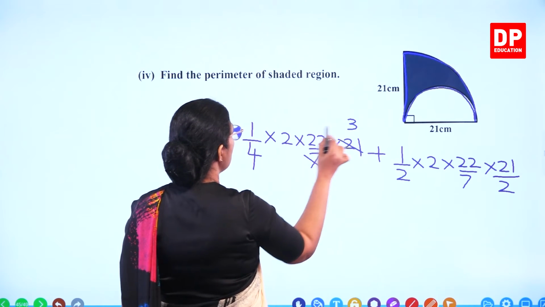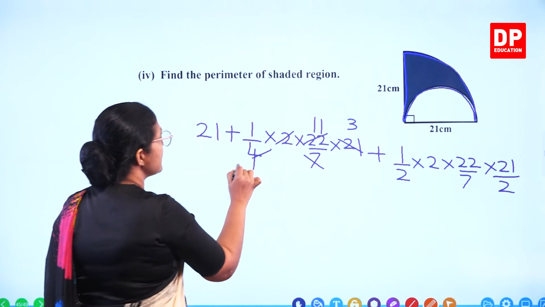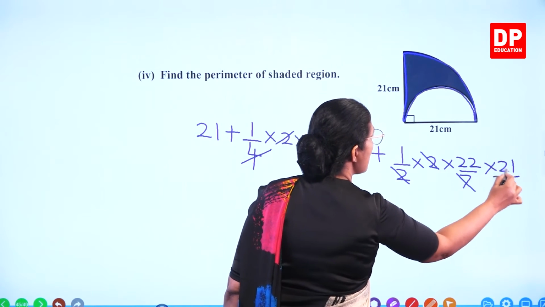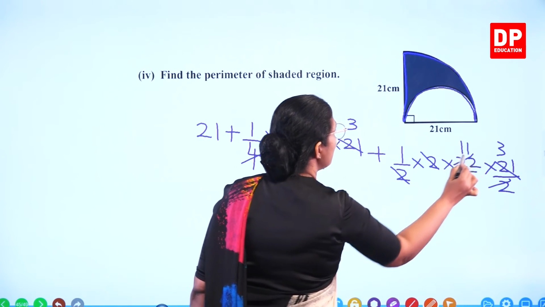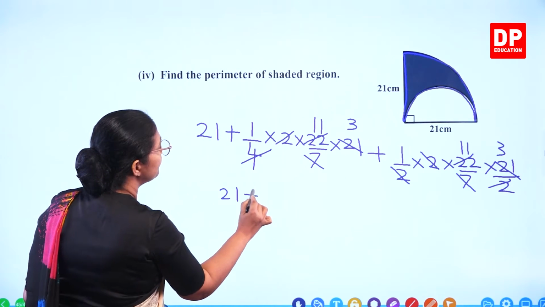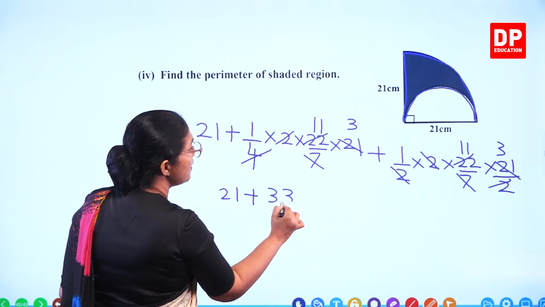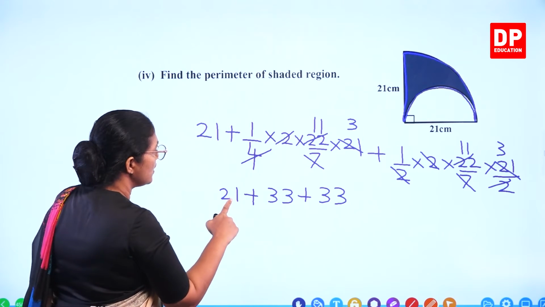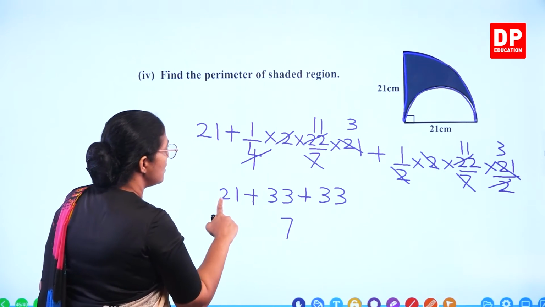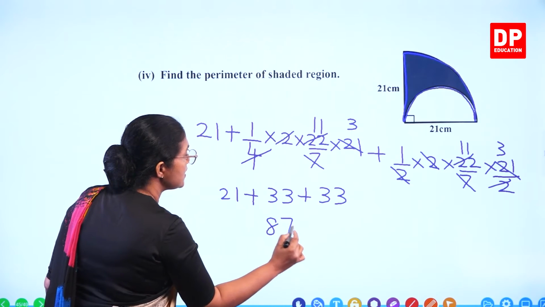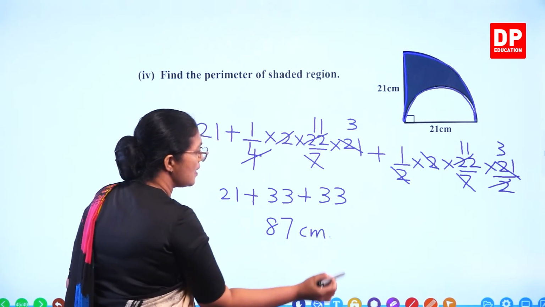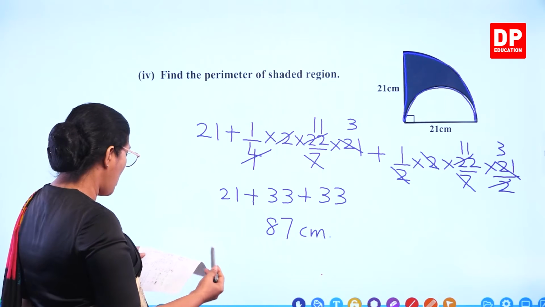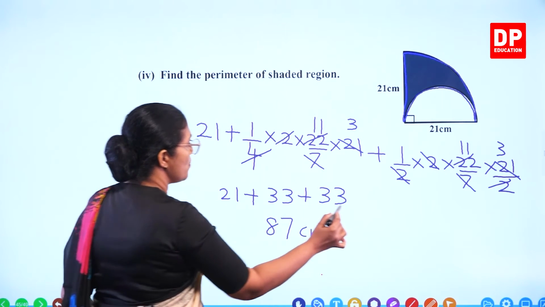7 times 3. 2 and 2, 4, get cancelled out with this 4. 2, 2, 7 times 3. 2 times 11, so you get 21. 11 times 3, 33. 11 times 3, 33. So what's the total? 55 plus 33, 88. 87 centimeters is the perimeter of this shaded part. So how many marks? For that one you get 2 marks.